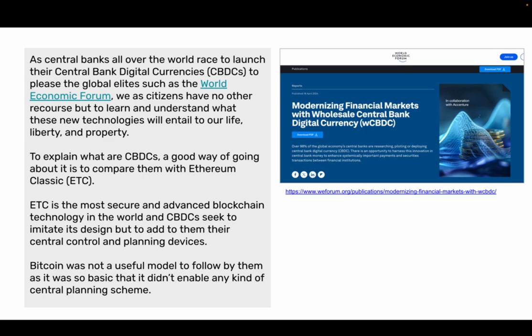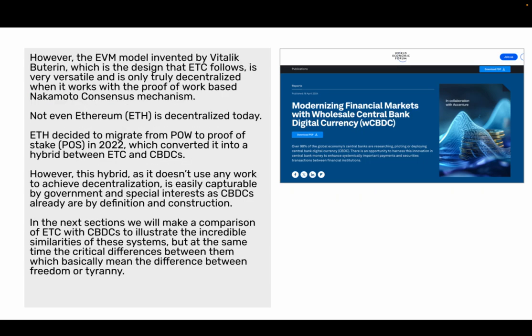To explain what CBDCs are, a good way of going about it is to compare them with Ethereum Classic, ETC. ETC is the most secure and advanced blockchain technology in the world, and CBDCs seek to imitate its design, but to add to them their central control and planning devices. Bitcoin was not a useful model to follow by them, as it was so basic that it didn't enable any kind of central planning scheme.